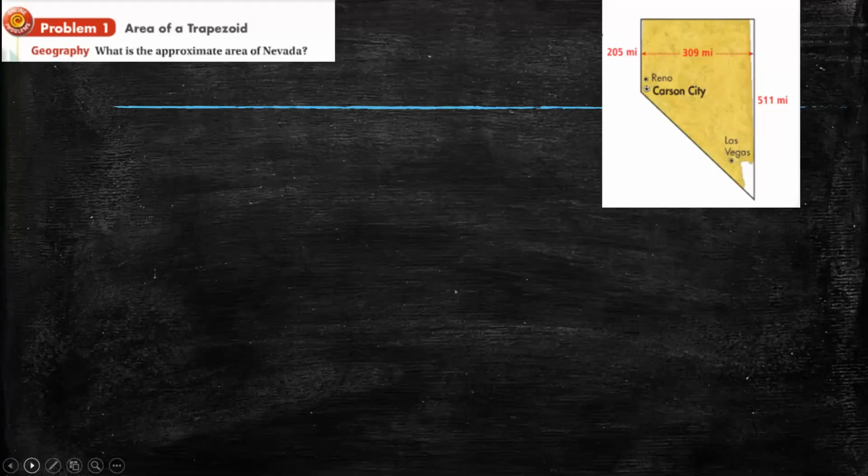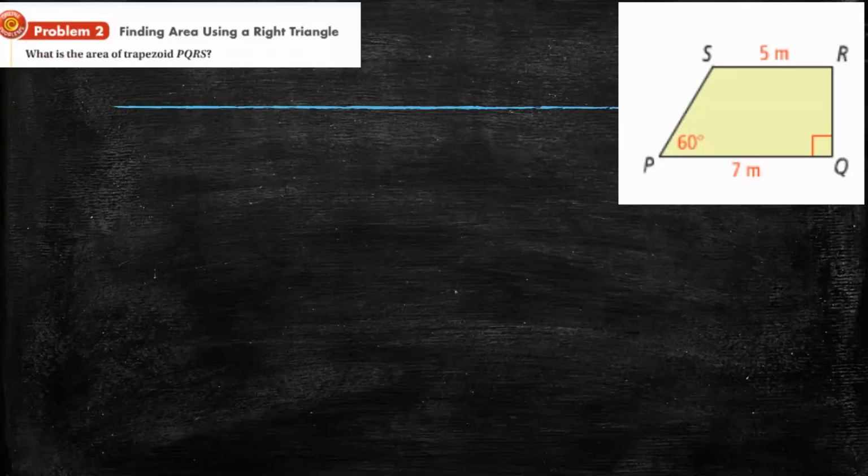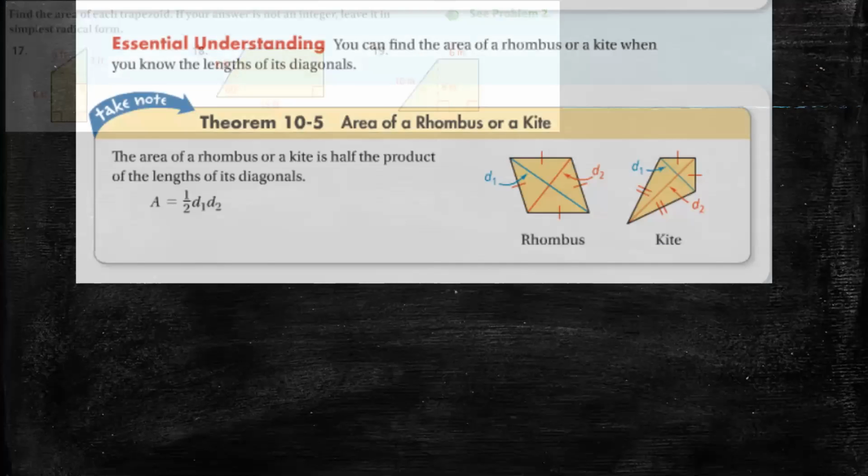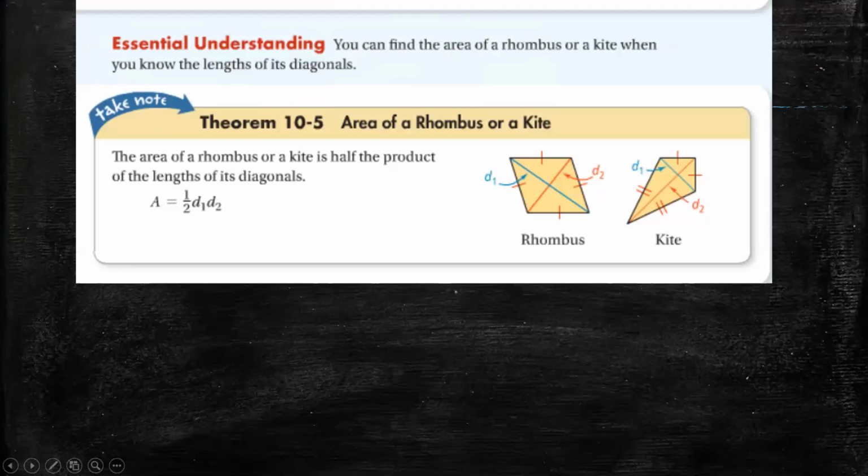And we find the area of the rhombuses and the kites. But before talking about how we can find the area of them, let's talk about the difference between these two shapes, the rhombus and the kite. Look at the first one here. For the rhombus, all the sides are congruent and equal.